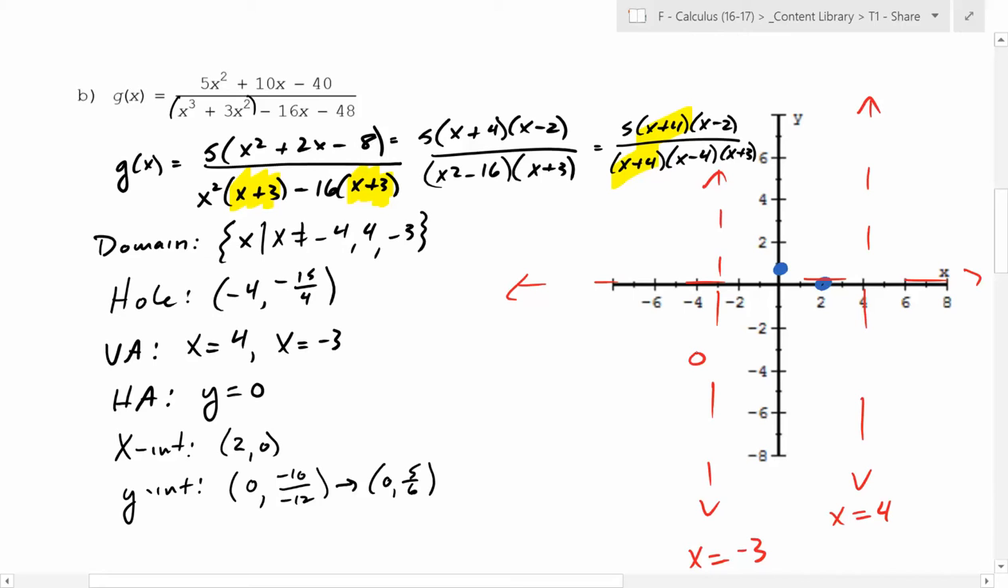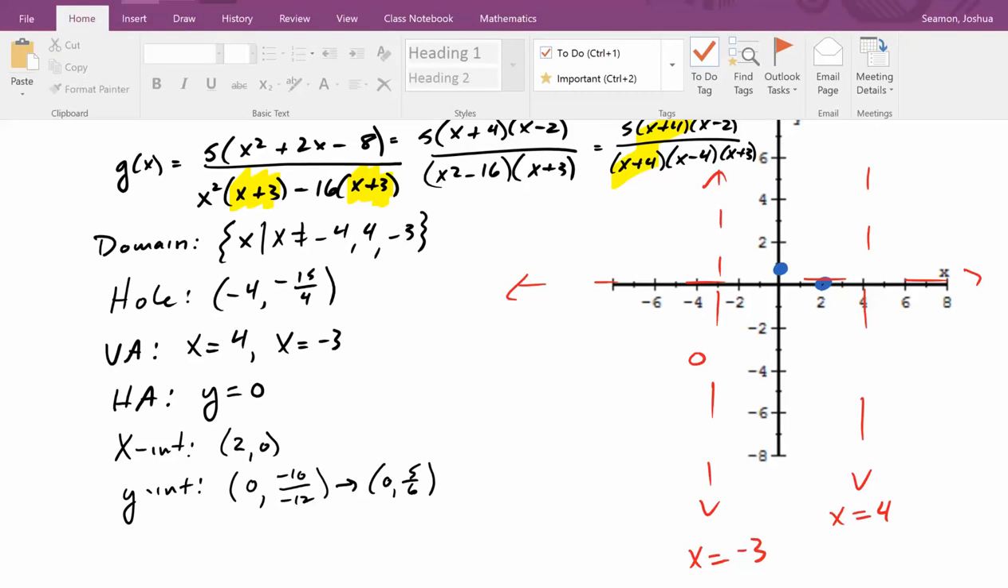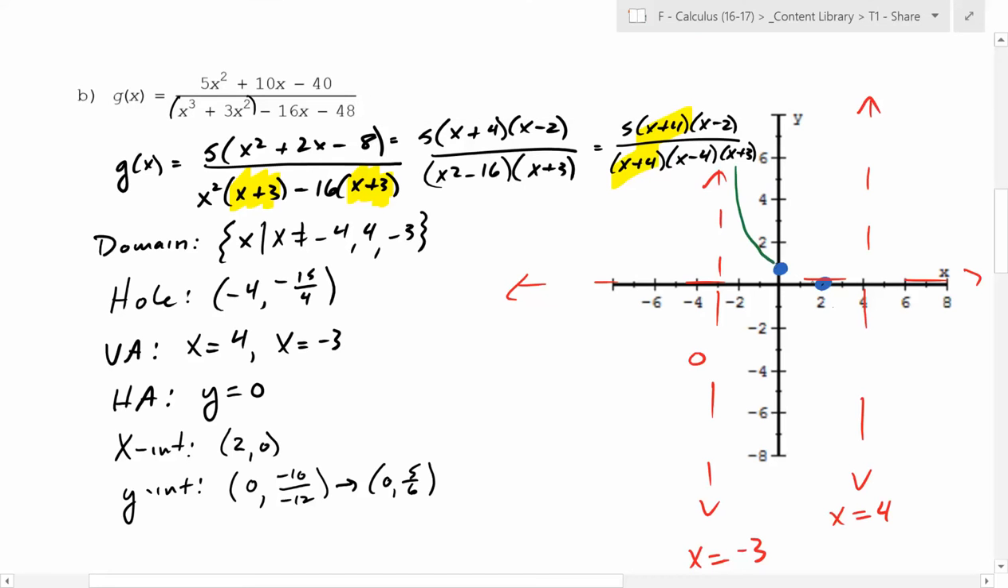So if we have that information, what does it look like? Can we cross the x-axis anywhere else? This is key. You can't. So what does it have to look like in the middle? It has to go up, and then it goes down. And then this one has to go down. Why do we know that has to go down?